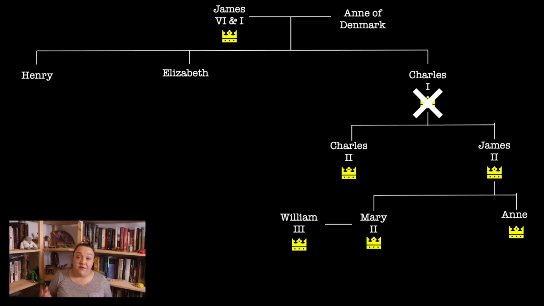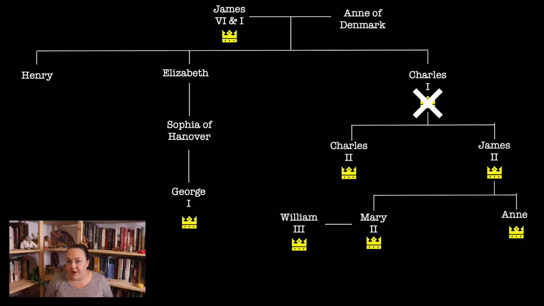So we need to go back up the family tree of James VI of Scots and First of England. Then we need to follow the line of his daughter Elizabeth. She's known as the Winter Queen of Bohemia. With her husband Frederick, she produced Sophia of Hanover, who, until her death on the 8th of June 1714 was set to be the next Queen of England. Instead, it was her son who would be crowned as King George I of Great Britain and Ireland on the 20th of October 1714.